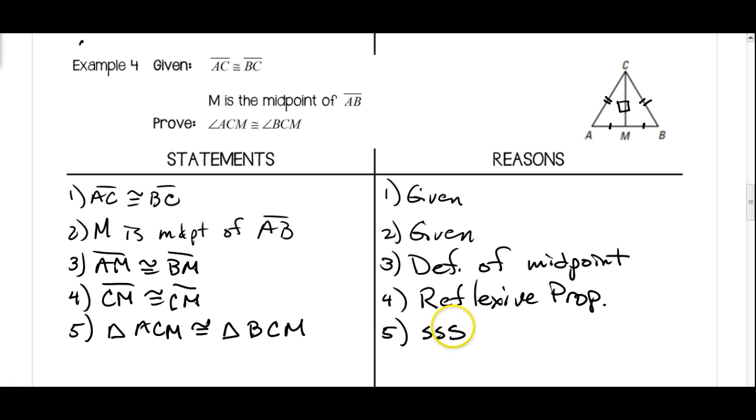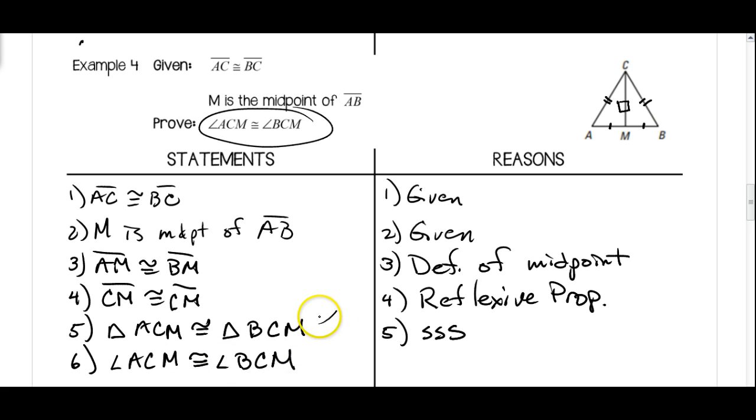So now that I proved that the 3 pair of sides are going to be congruent, I know that the other 3 pair of angles are going to be congruent, and this is one of those pairs of angles. So I've got angle ACM congruent to angle BCM. Be careful, because these two statements look very similar, but in step 5 we're proving the triangles are congruent, and step 6 we're proving just the angles are congruent.